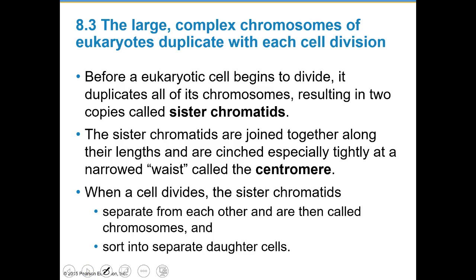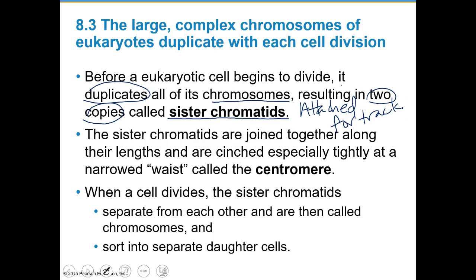Okay, but before a eukaryotic cell begins to divide, it duplicates all of its chromosomes, resulting in copies that we call sister chromatids. So these are exact copies, these are duplicates. 2 copies are called sister chromatids. So chromatin is spaghetti noodles. Sister chromatids are exact copies that are attached, kind of for tracking. So that way we can keep track of everybody as we move along.